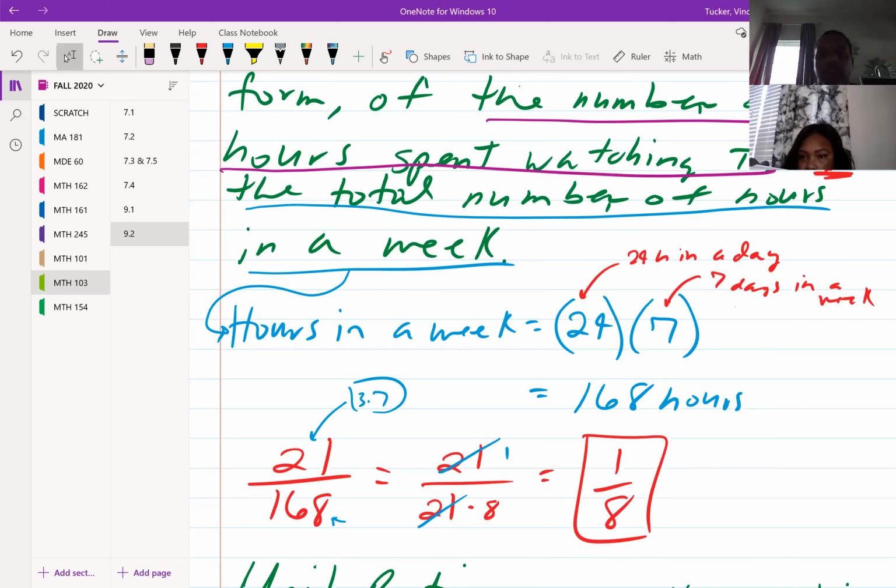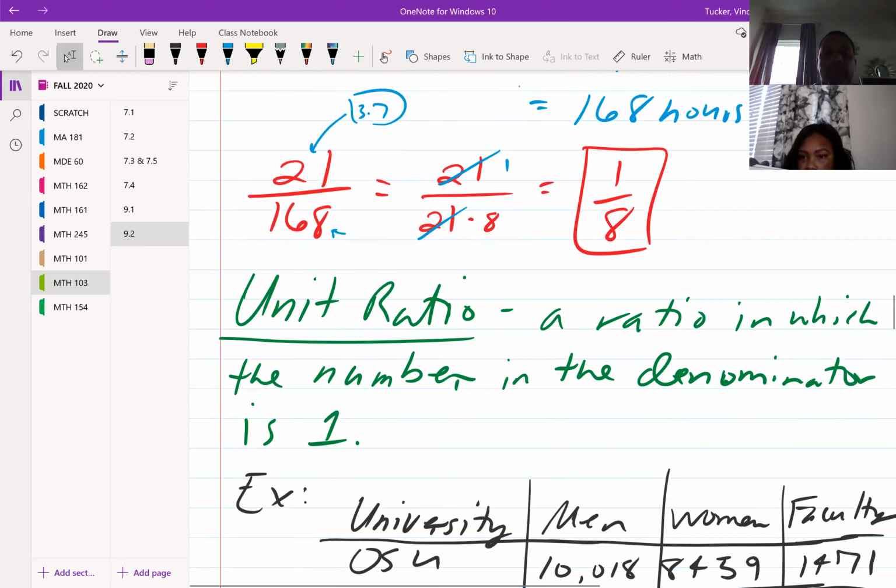All right, let's look at the next one. Unit ratio is very similar to unit rate. Unit ratio is when the denominator is equal to 1, just like a unit rate was when the denominator is equal to 1. Unit ratio is when the denominator is equal to 1 as well.